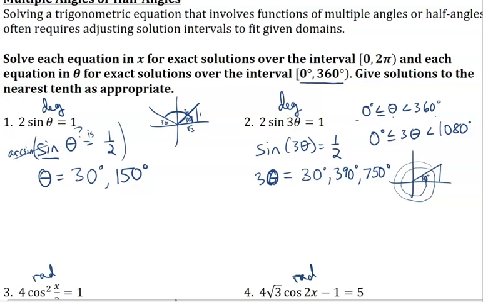And then the question is, well, can I keep going around a fourth time? No, because then I go above 1080. And so I know I have to stop there. Now, that's only the quadrant 1 options.